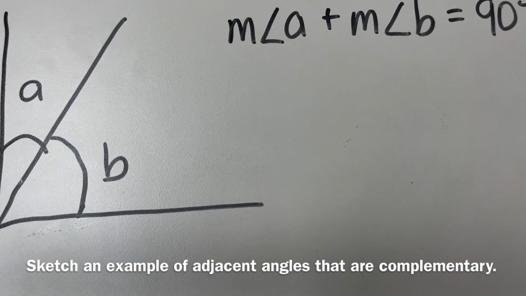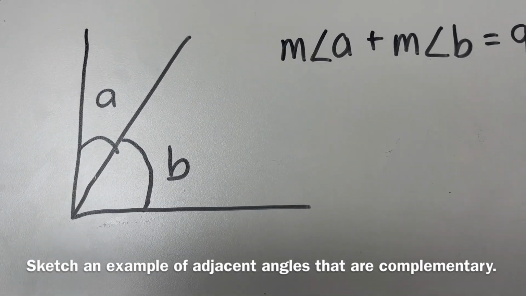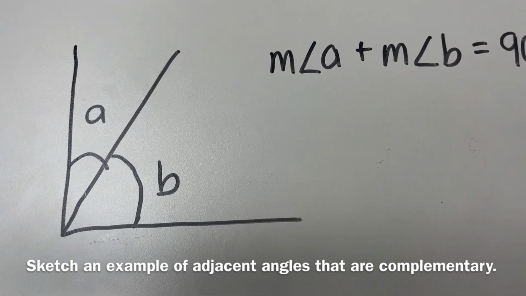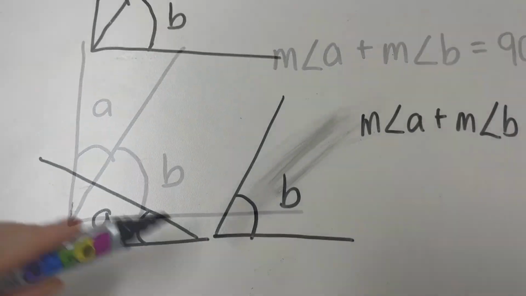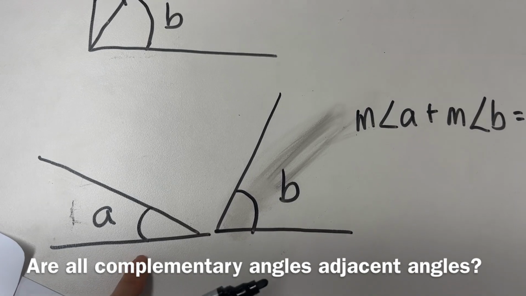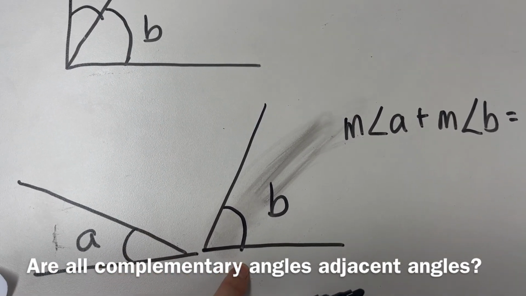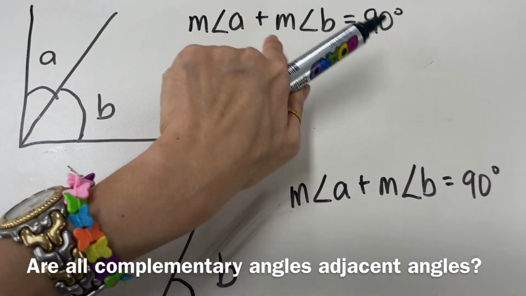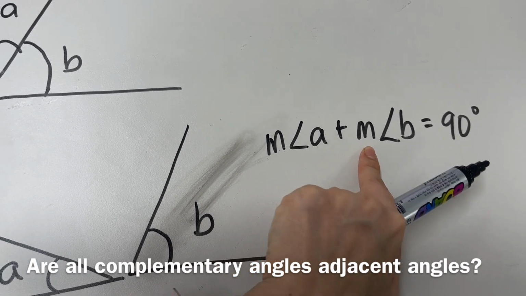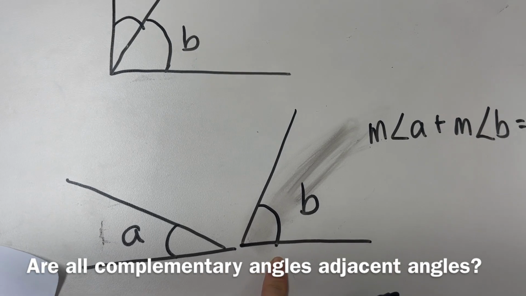Now, the question is, are all complementary angles adjacent? Complementary angles do not always have to be adjacent. So let's draw an example of non-adjacent complementary angles. You see, I took A, maybe turned it around a little bit, put it right there, and B stays the same. They're no longer adjacent, right? But still, their sum comes out to be 90 degrees. So yes, they are still complementary angles. However, they're no longer sitting right next to each other, so therefore they're not adjacent.